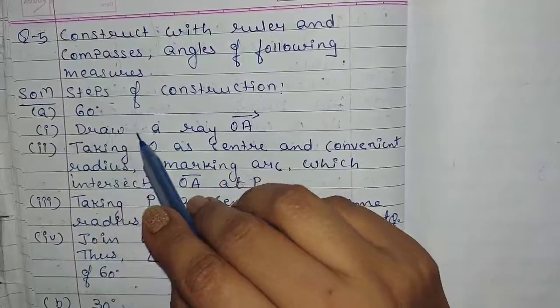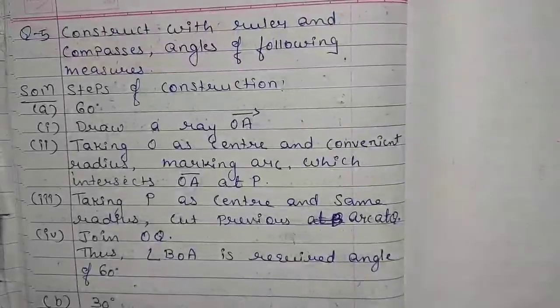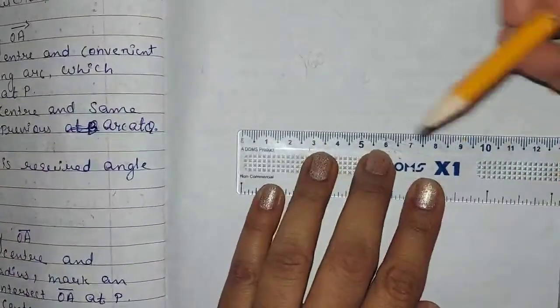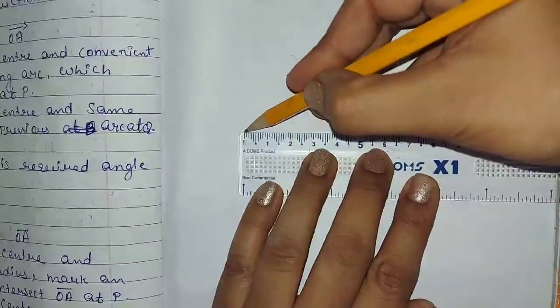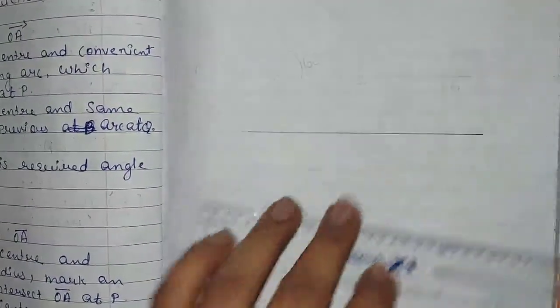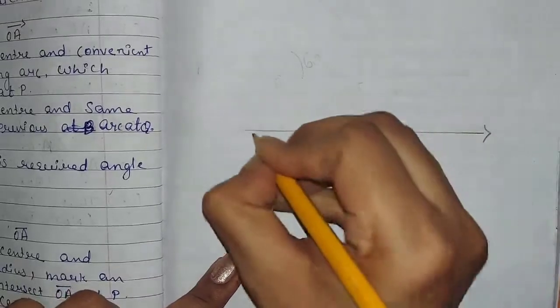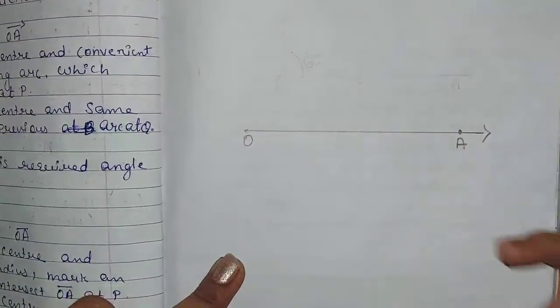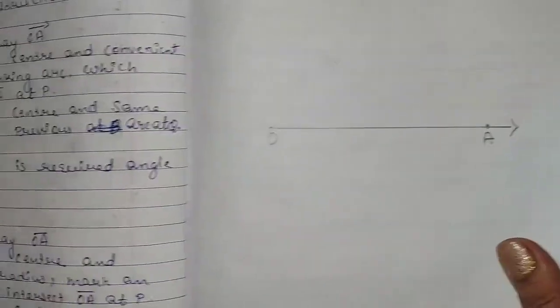First step. Draw a ray OA. So students, let us draw a ray OA. So this is our ray OA. Now let us see next step.